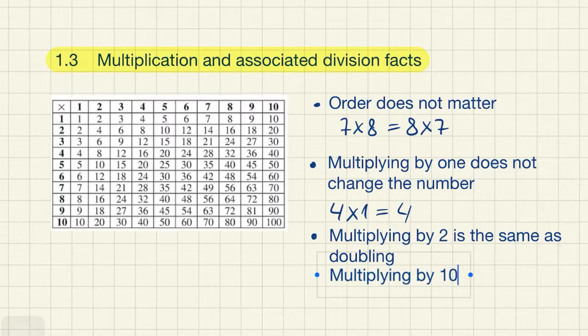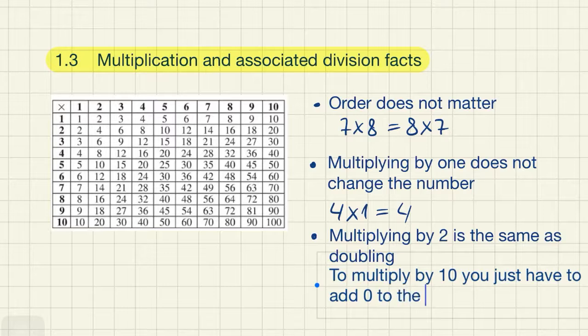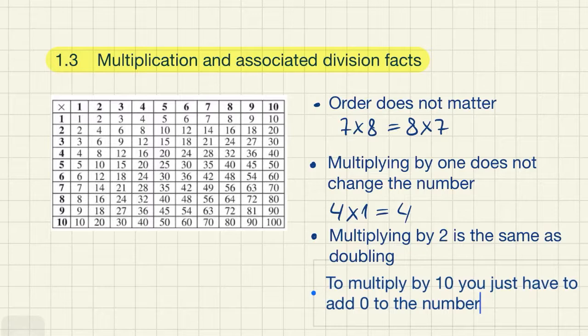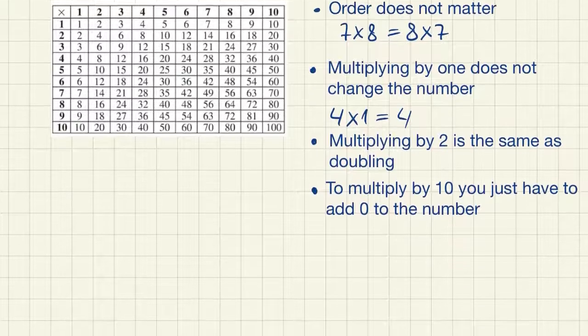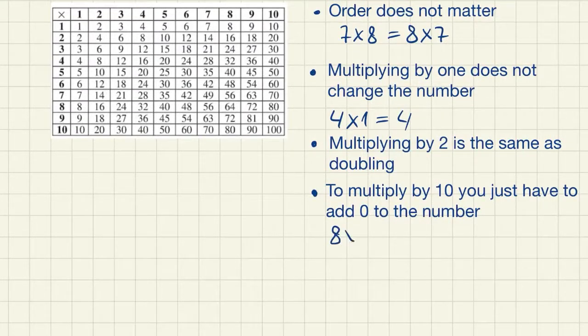Let's say it like this. To multiply by 10, you just have to add 0 to the number. I can give you an example of this. Let's move it a little bit, it's too close. Yeah, like this. To multiply by 10, we just have to add 0 to numbers. So for example, 8 times 10 is 80, right? So we just add the 0 to the end.